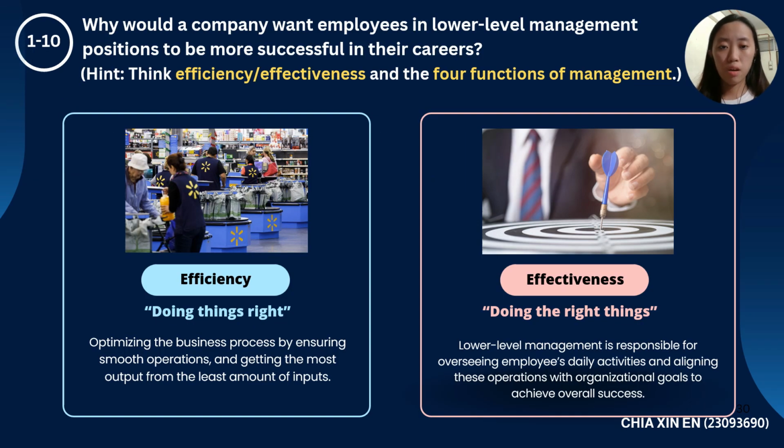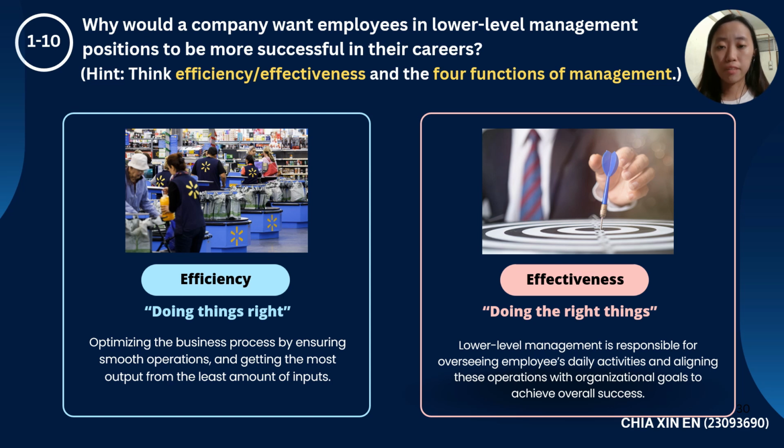About efficiency, which is about doing things right. This involves optimizing the business processes by ensuring smooth operations and getting the most output from the least amount of inputs. For example, if a store can reduce time taken to restock shelves through better inventory management, it can serve more customers in less time. In other words, it's about finding the best way to get the job done without wasting resources.